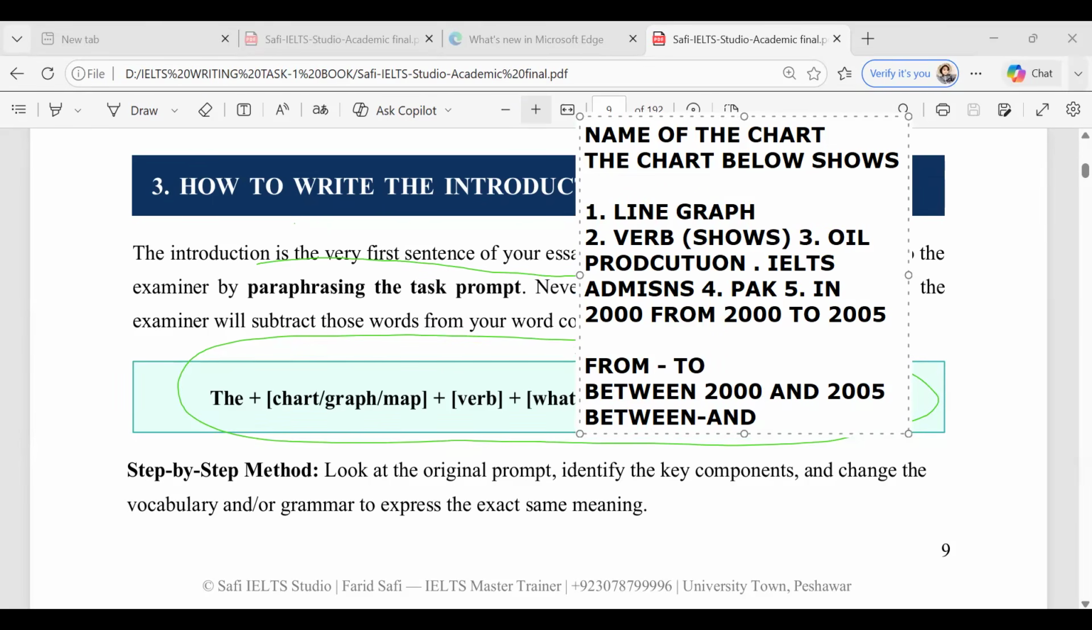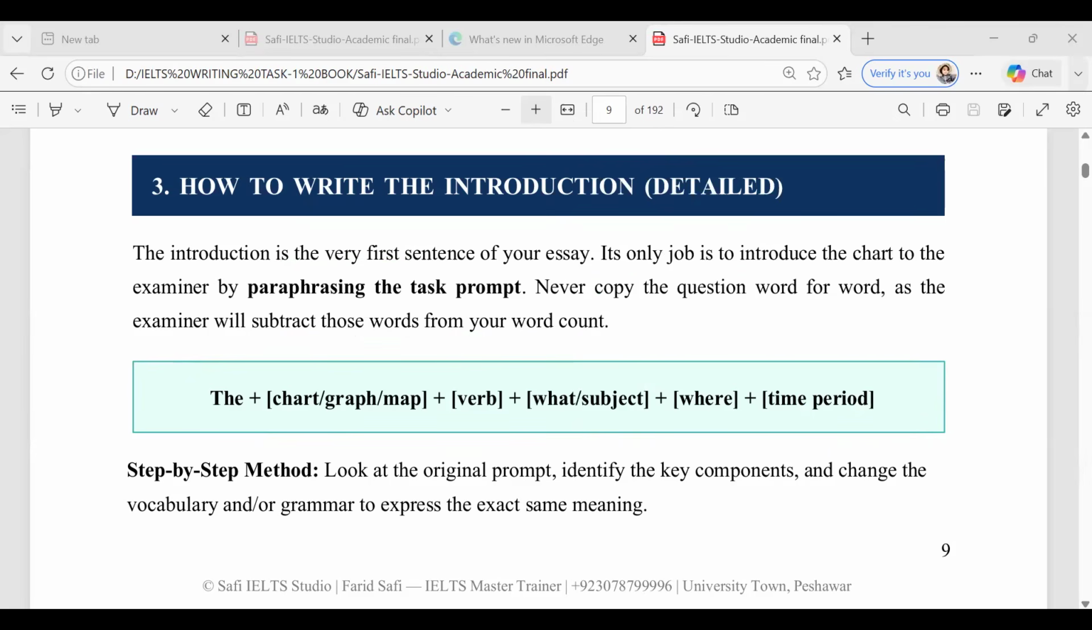So there are 5 major points in the introduction. We will study them one by one now. The first point, as I mentioned earlier, is to name the chart. Number 2, verb. Number 3, subject. Number 4, where, the place. And number 5, time period. Let me show you a practical example and then you will understand a bit more clearly.